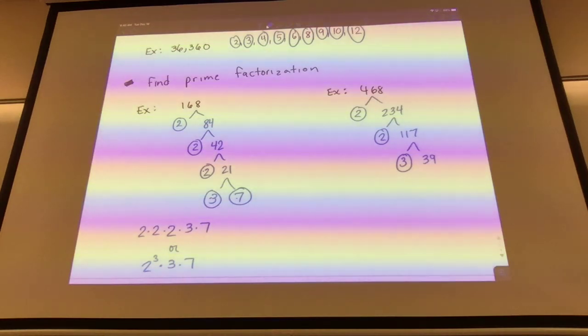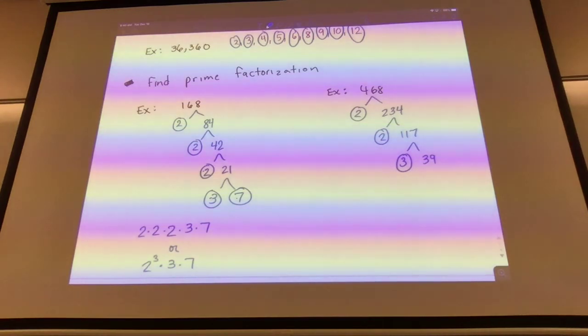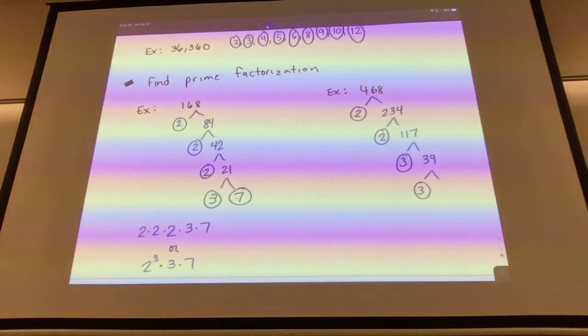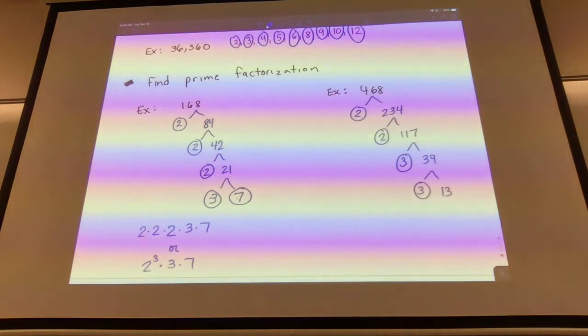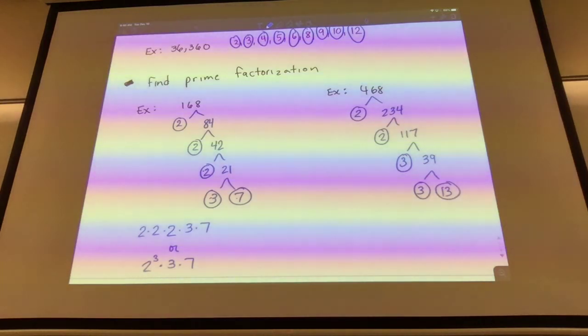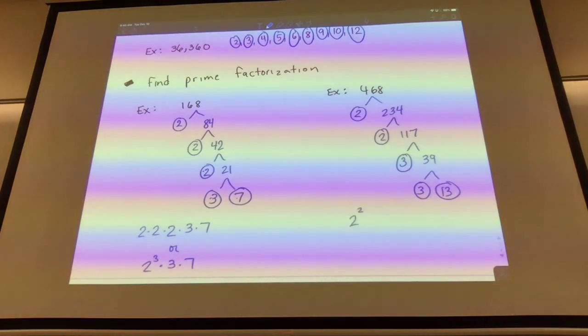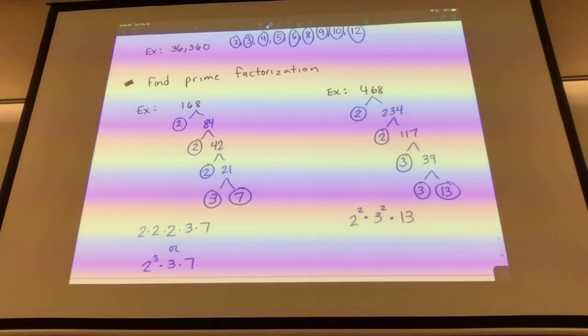Okay, 39 is also divisible by 3 because 3 plus 9 is 12, and 12 divides by 3, so I'll take another 3 out of this, and that's just going to be 13. 13 is prime. When you get the prime number, circle it, I'm adding that in, so now I'm going to come back and say 2 squared times 3 squared times 13.